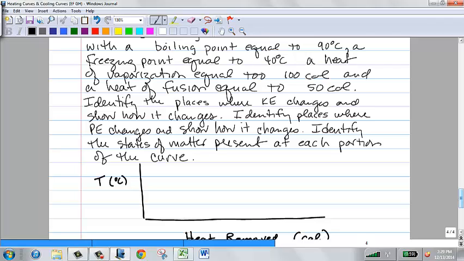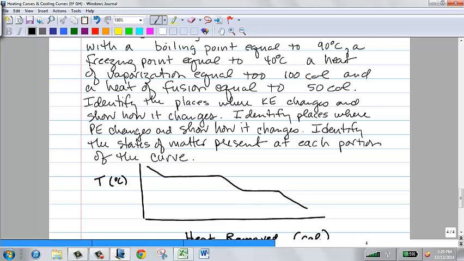This is a heating curve, so it starts low, slants upward, then plateaus, slants upward, then plateaus, and slants upward. I have to add 30 kilojoules of energy in order to boil all of this substance. It's only 1 gram of substance, so it's not going to take that much energy.